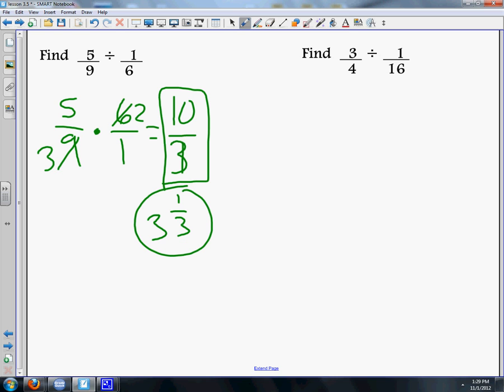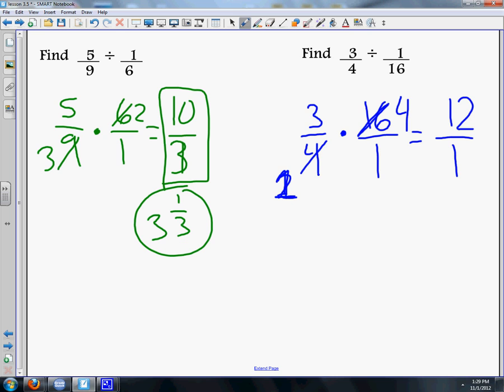Next one, follow the 4 easy steps. Keep the first number the same, 3/4. Change division to multiplication, and flip the second number. We'll go ahead and cross-reduce. It's going to be 1. 4 goes into 4 once. 4 goes into 16 4 times. 3 times 4 is 12. 1 times 1 is 1. So our answer is 12.